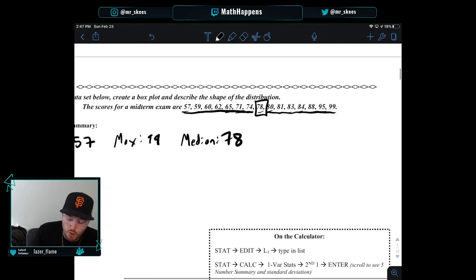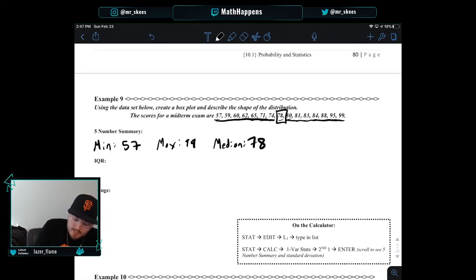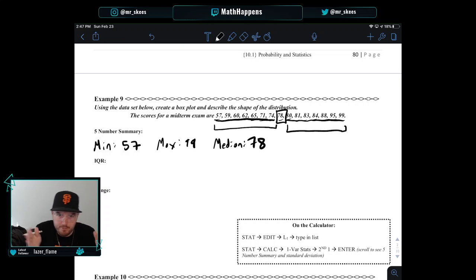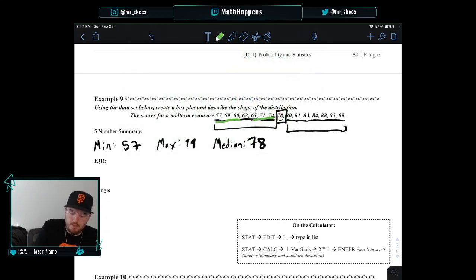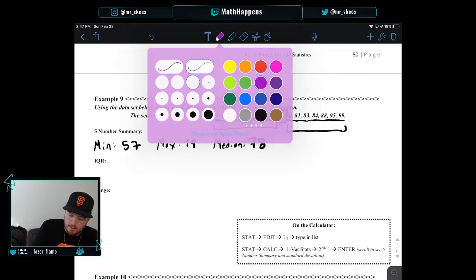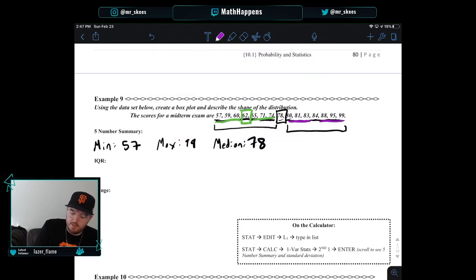And then the Q1, Q3. Well, this is like the bottom half, and this is the top half. So what's the middle of the top half? Well, there's 3 over here and 3 over here, so the middle of the top half is 62. And there's 3 over here and 3 over here. So the middle of the, did I just say top half? The middle of the bottom half is 62, and the middle of the top half is 84.